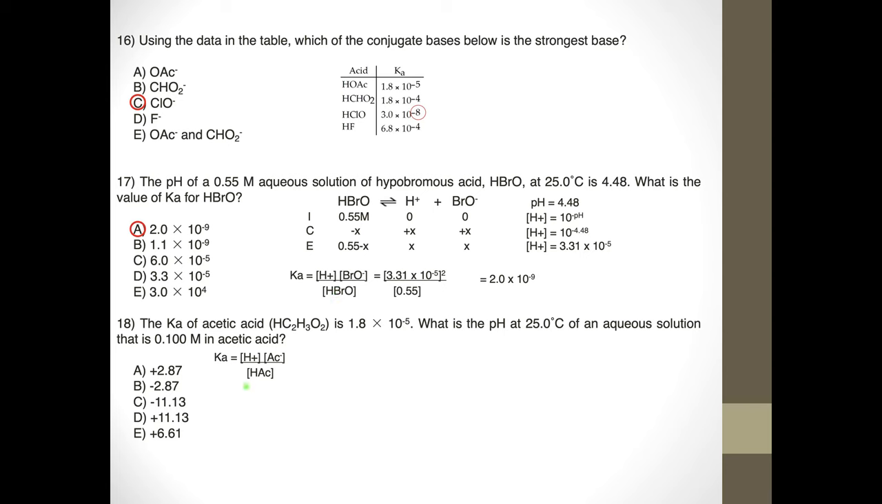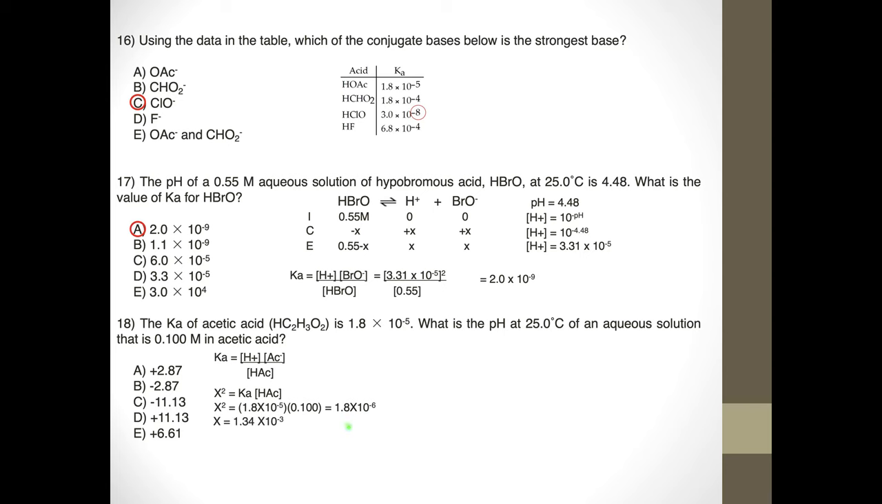Now we have the Ka and the concentration of acetic acid. This is going to be X squared, since both concentrations are X. So X squared is equal to the Ka times the concentration of the acetic acid. We don't have to do the 0.1 minus X, because if you divide this concentration by the Ka, it's going to be larger than 1,000, so that is not going to affect the concentration of acetic acid at equilibrium. So X squared is equal to 1.8 times 10 to the minus 6.